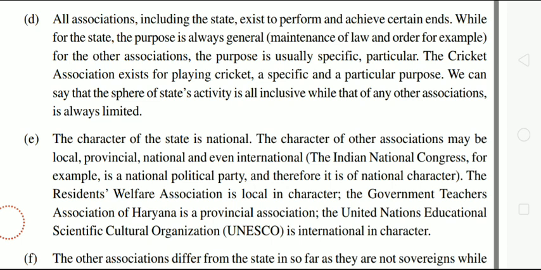The character of the other association may be local, provincial, national, and even international. The Indian National Congress, for example, is a national political party and therefore it is of national character. The Residents Welfare Association is local in character. The Government Teachers Association of Haryana is a provincial association. The United Nations Educational, Scientific, Cultural Organization, UNESCO, is international in character.